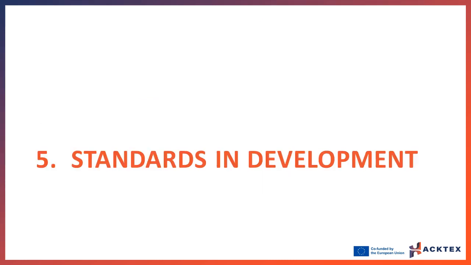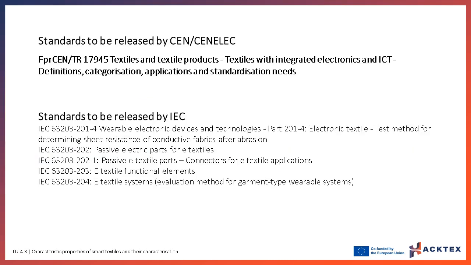Chapter 5. Standards in Development. This part refers to standards currently in development, and as such published only as drafts. CENELEC will release a technical report concerning textiles with integrated electronics and ICT. The standards to be released by IEC will discuss passive electric parts for e-textiles, passive e-textile parts, connectors for e-textile applications, e-textile functional elements, evaluation method for garment-type wearable systems, and sheet resistance of conductive fabrics after abrasion.